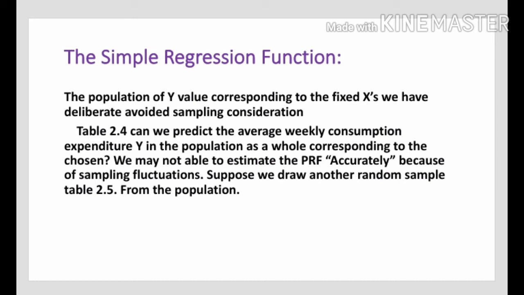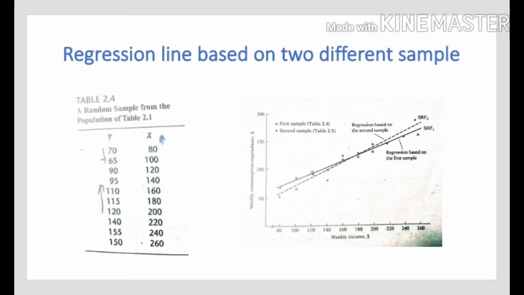The next topic is the sample regression function. For the population of y values corresponding to the fixed x, we have deliberately avoided sampling considerations. In Table 2.4, we can predict the average weekly consumption expenditure y in the population as a whole corresponding to the chosen x. We may not be able to estimate the PRF, the population regression function, accurately because of sampling fluctuations. Suppose we draw another random sample, Table 2.5, from the population.